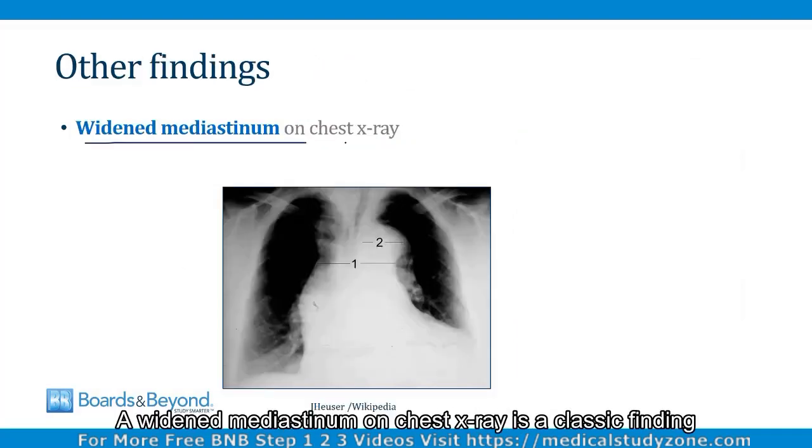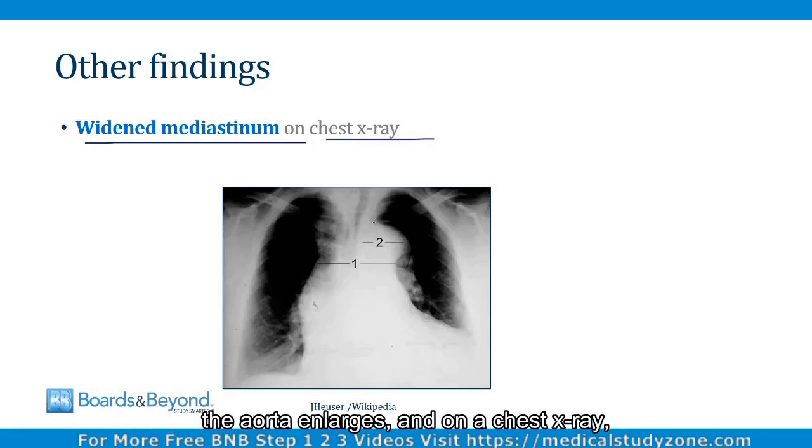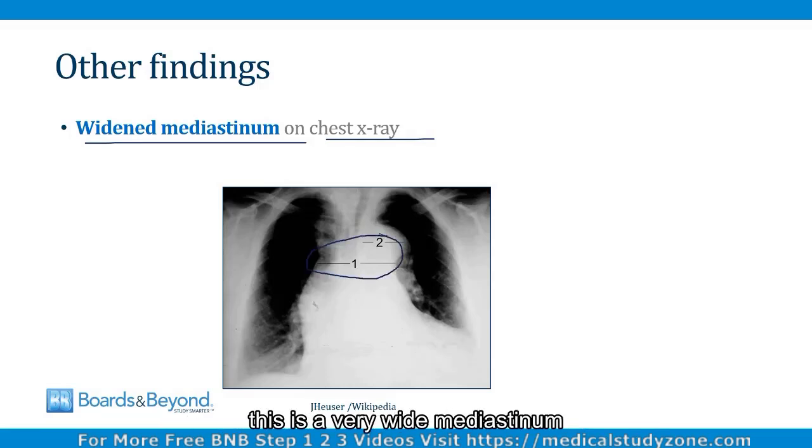A widened mediastinum on chest x-ray is a classic finding in aortic dissection. As blood enters the space between the intima and media, the aorta enlarges, and on a chest x-ray, the aorta is what occupies much of the mediastinum. So you can see here in this picture on the screen, this is a very wide mediastinum compared to what you would normally find, a classic finding in aortic dissection.